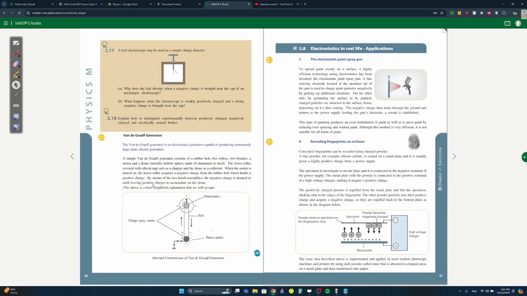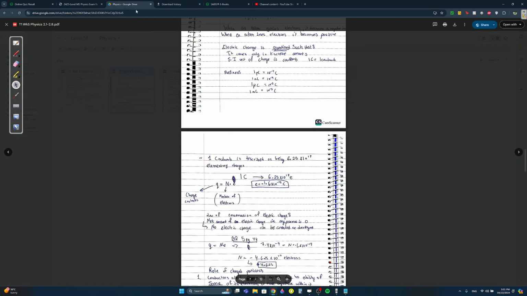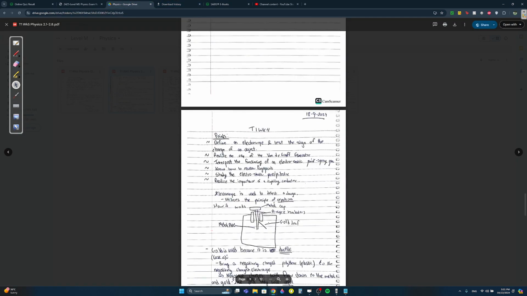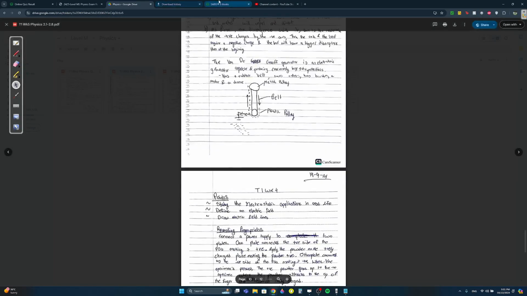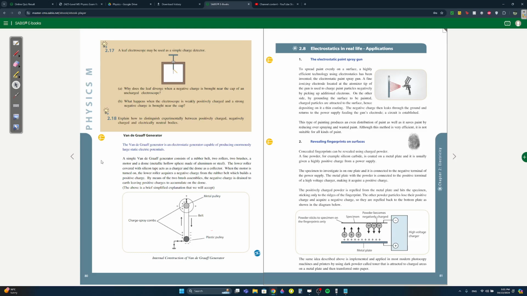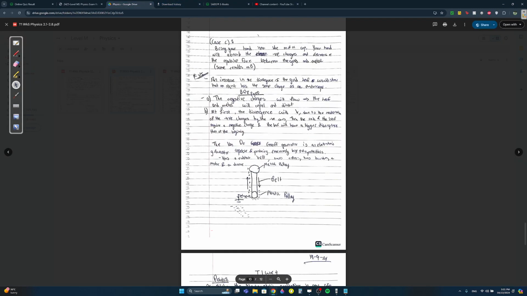The Van de Graaff generator, I think, is also part of 2.7. The fingerprints part is for the next quiz, so it doesn't concern us here. But the Van de Graaff generator is an electrostatic generator capable of producing enormously large electrostatic potentials. This is all written here.